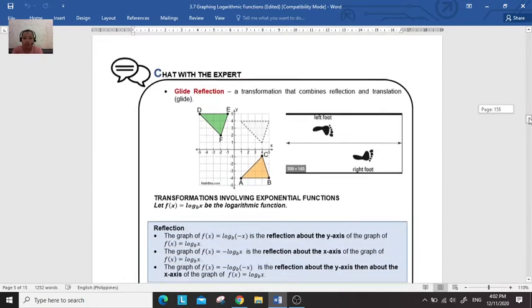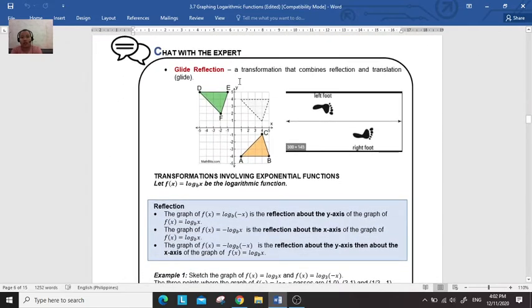Next, let's move to glide reflection. Glide reflection means a transformation that combines reflection and translation. So glide reflection is a combination of reflection and translation transformation. So for example, if this is the pre-image, we are going to glide it. So let's reflect first. After reflecting, then let's translate it. So this is now the image.